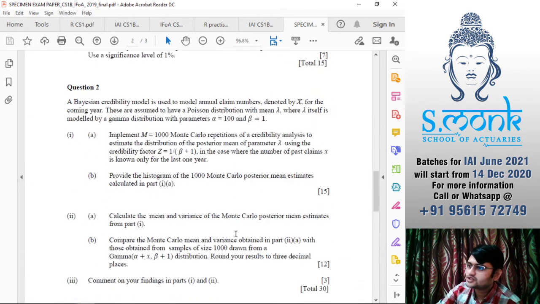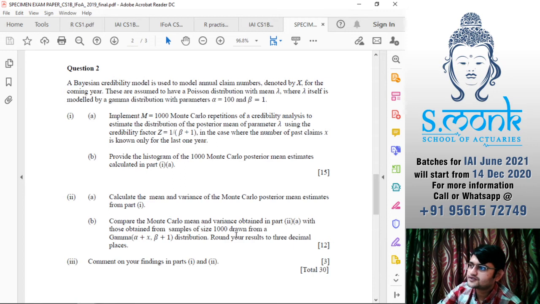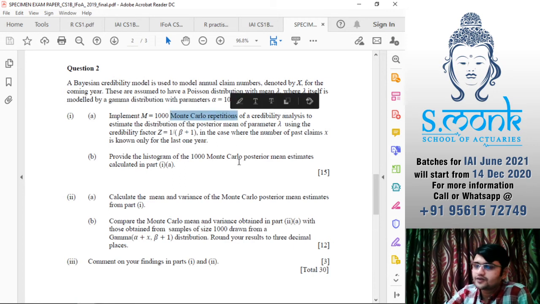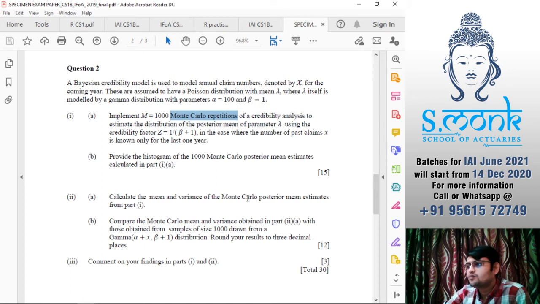Now you may most likely have one question on simulation. They may use the word Monte Carlo simulation, Monte Carlo repetition, or they may use the word bootstrap simulation, bootstrap repetition. They mean the same thing. All you have to do is figure out how to use your loops to do whatever they are saying.